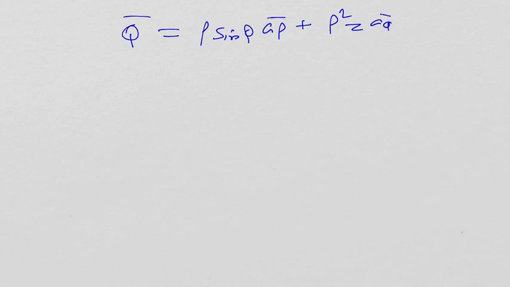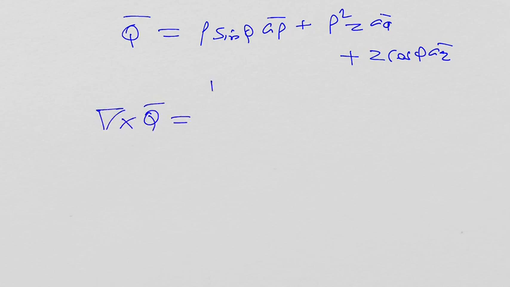Similarly, I give you a vector. The vector is Q, and it is specified as rho sine phi a rho plus rho squared z a phi. The last component is z cos phi a z. So how will you calculate del cross Q? How will you define it in the cylindrical coordinate system? I'll give you 2 seconds time, please recall, because in the cylindrical coordinate system it is 1 by rho into the determinant with the components.